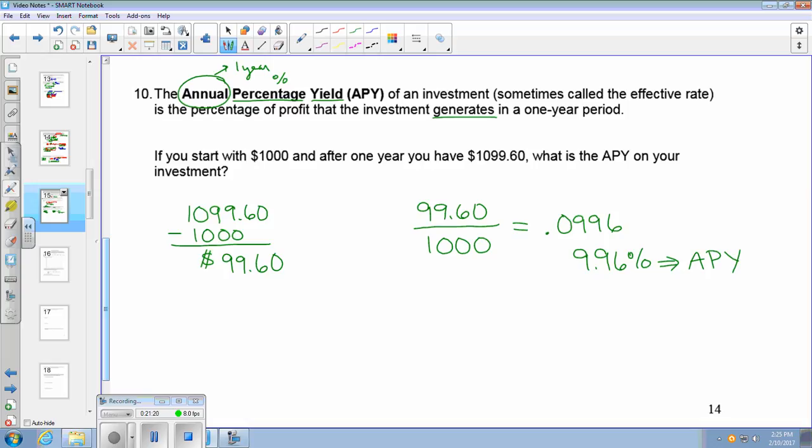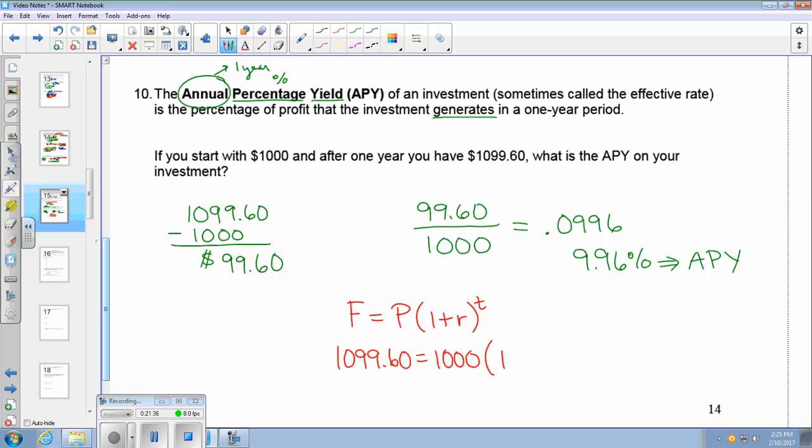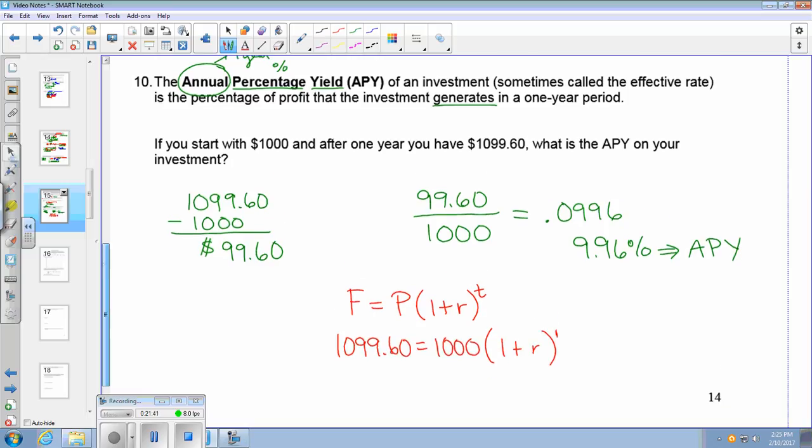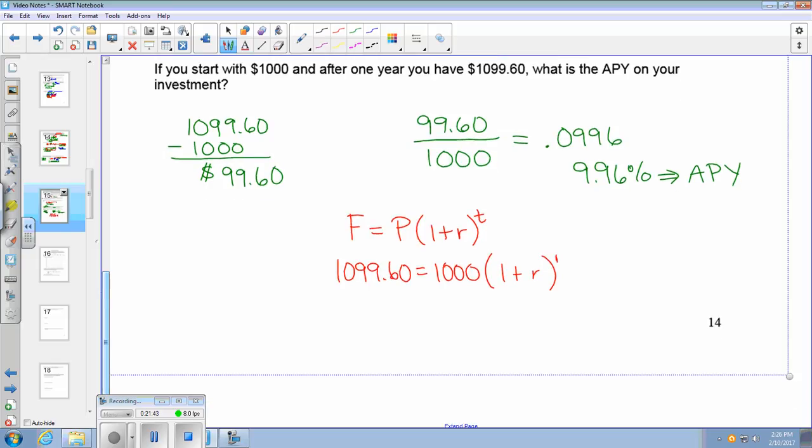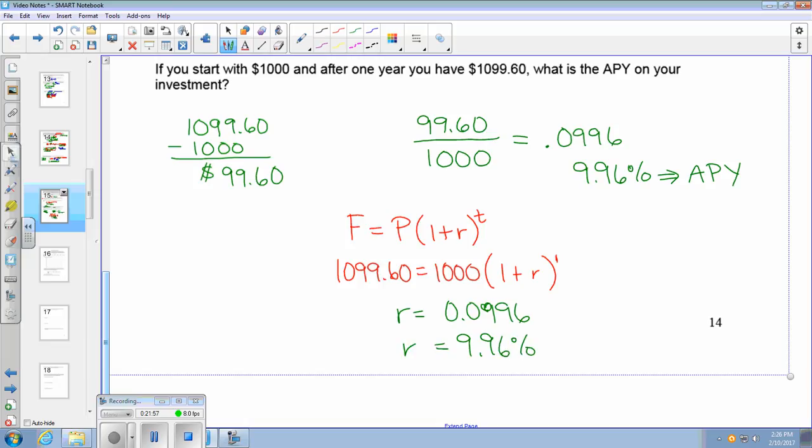One other way to think about this, just giving you another option: let's think back to the formula we had earlier. If we put in our future value for F and our present value for P, and leave R blank for now, T is going to be 1 because we're looking for 1 year. If we solve this for R, we'll find that R is equal to the same answer we got above. So here's another way to handle that problem if you'd like.